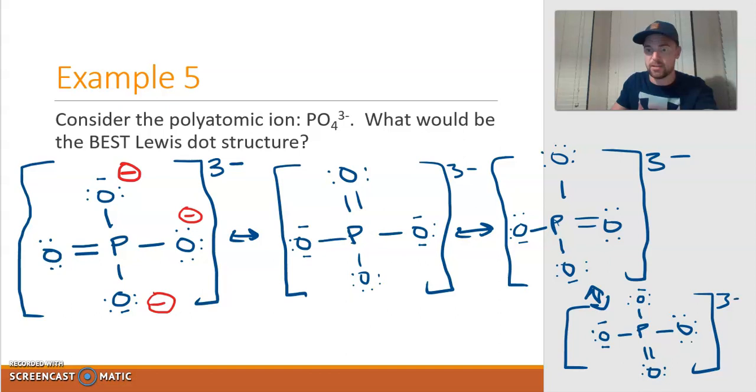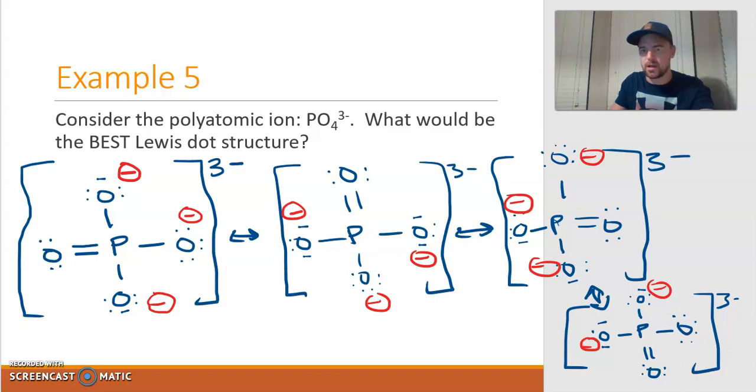Alright, so I have my Lewis dots, and then you do need to draw the formal charges on every structure. But I already know every singly bonded oxygen is going to have the -1. So I don't have to redo math, as long as I know that it's the singly bonded oxygens. Alright, so that would be the best Lewis dot structure, the most stable Lewis dot structure for phosphate.